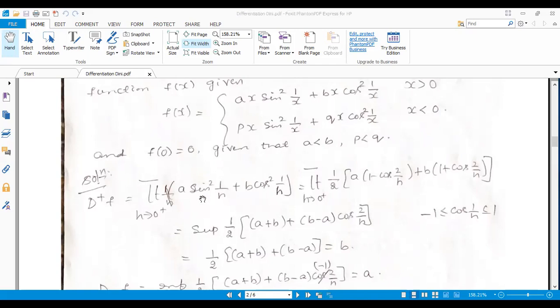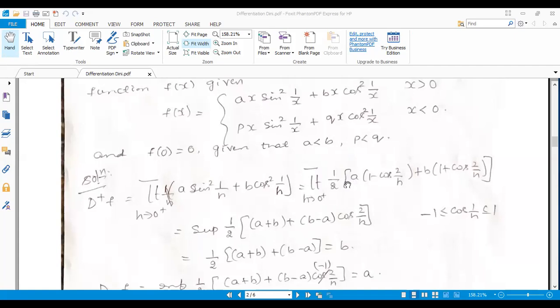Then you know the trigonometric ratios: sin² theta can be written as (1 minus cos 2 theta) over 2. Here in place of theta we have 1/h, so that becomes 1 minus cos(2/h). Exactly similarly, cos² theta can be written as (1 plus cos 2 theta) over 2, so we replace 1/h by 2/h, giving 1 plus cos(2/h). The square function cannot predict the greater and lesser value. I already mentioned that cos theta and sin theta values lie between minus 1 and plus 1. The greater value is 1 and the lesser value is minus 1. Then instead of limit superior, I write the supremum of 1/2 times this.